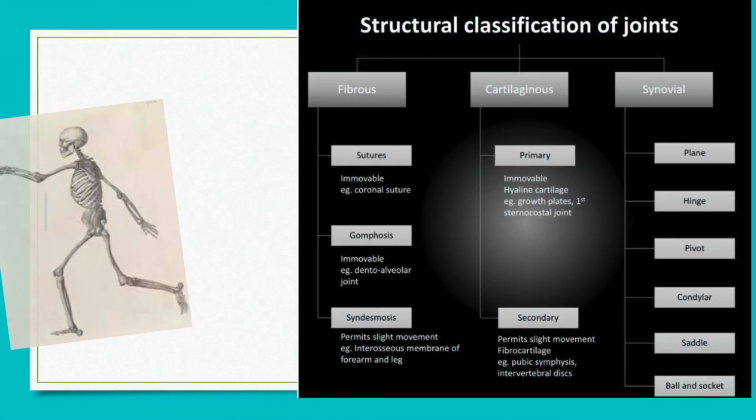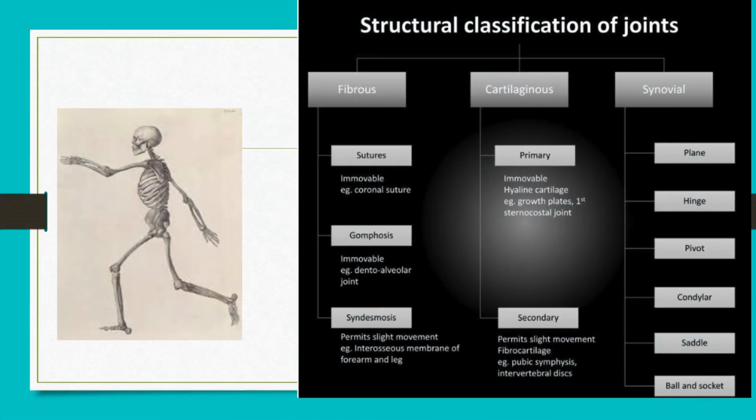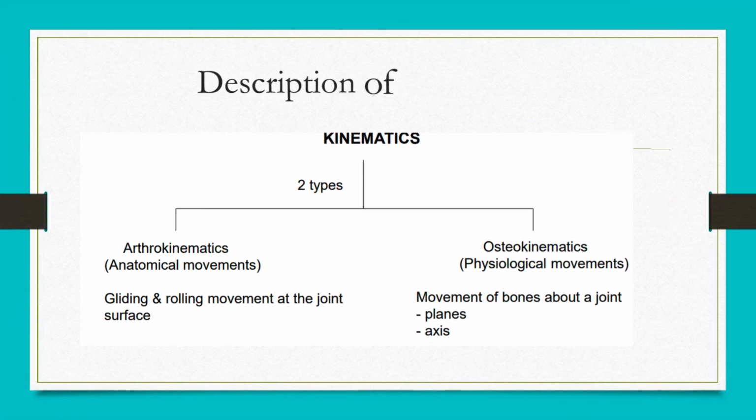And you can see that this is the mind map summary of the joints that you have learned just now. But do you have a question of how many movements we have in our body? First you need to know the basic knowledge of kinematics. As in the mind map that you see, kinematics can be explained in two aspects, which are arthrokinematics and osteokinematics. Arthrokinematics explains the movement at the joint surface. Osteokinematics is the movement of bone about a joint on a plane and axis.